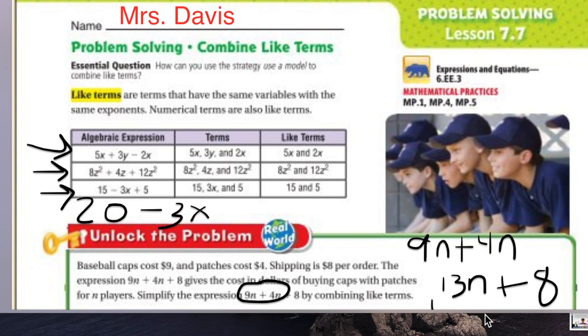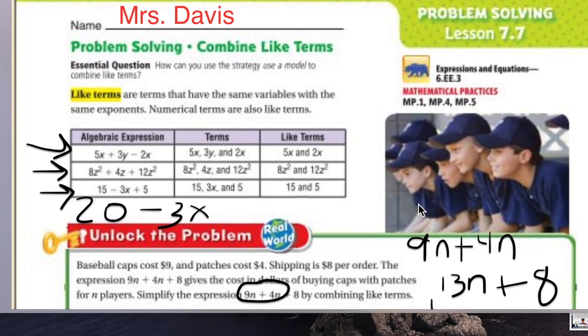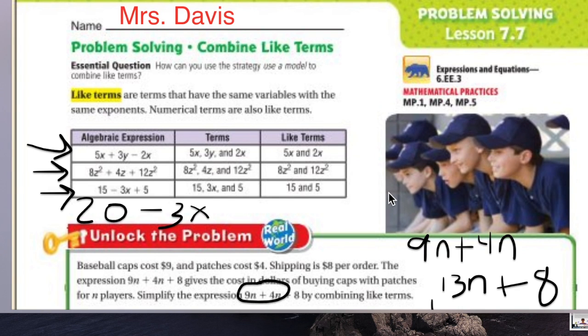So any amount of players you can put here. So say for instance it's 2 players, then that's 13 times 2 plus 8. 13 times 2 would be 26. 26 plus 8 would be 34.